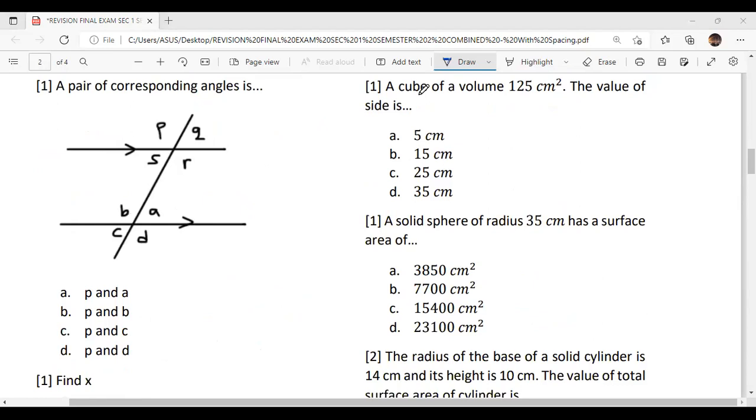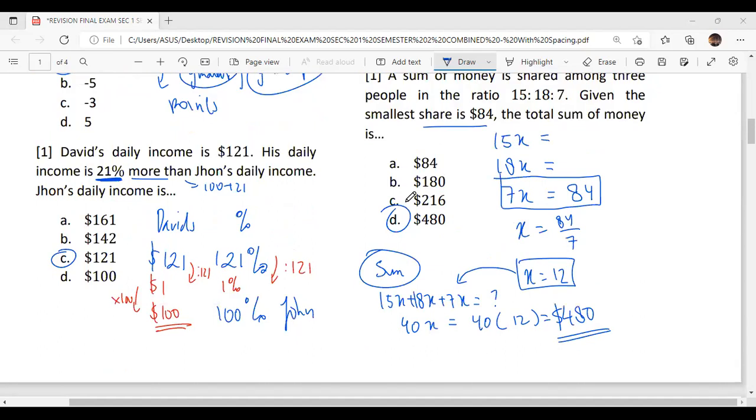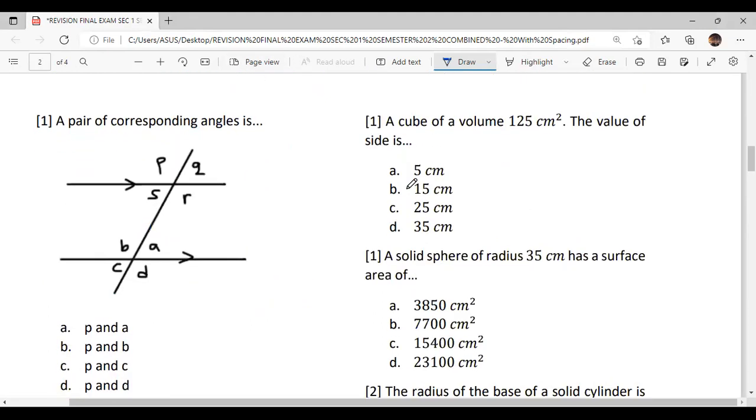Okay, Phoebe asked, why is the answer 121 not 110? Yeah, I did something wrong. I circled the wrong answer again and again, twice. Sorry. Thank you, Phoebe, for the reminder. 110 will be the answer for John's money. 121 is David's income, a pair of corresponding.